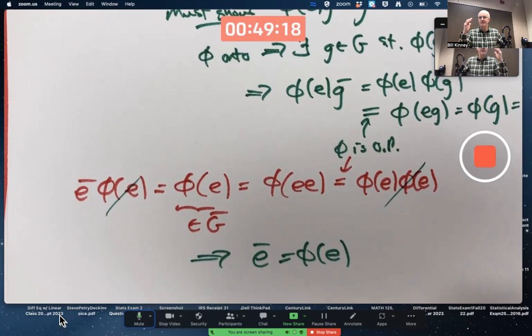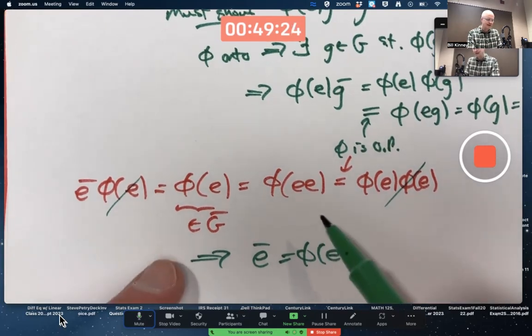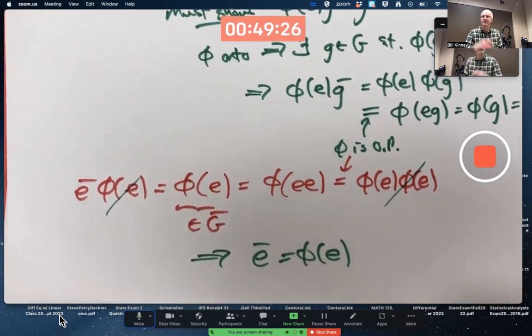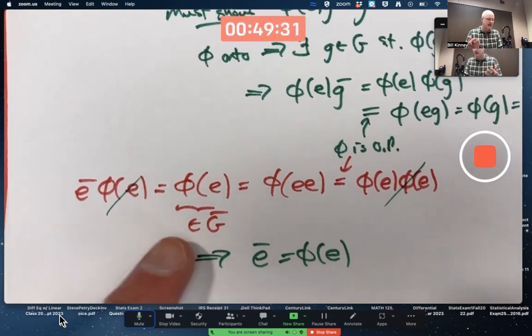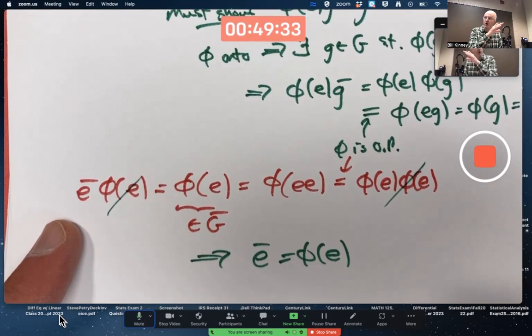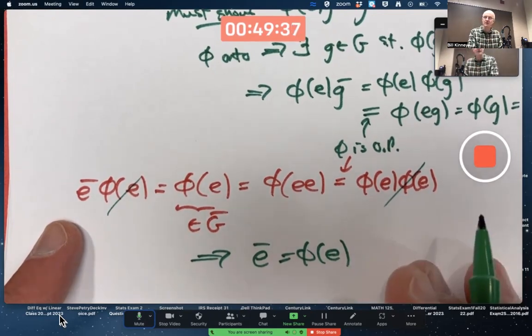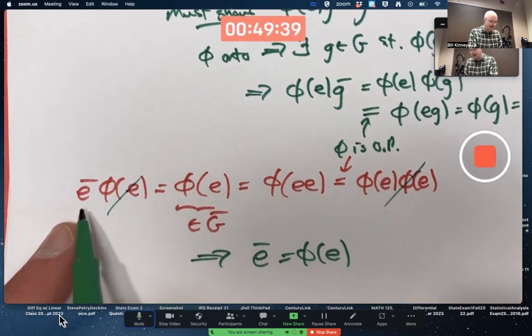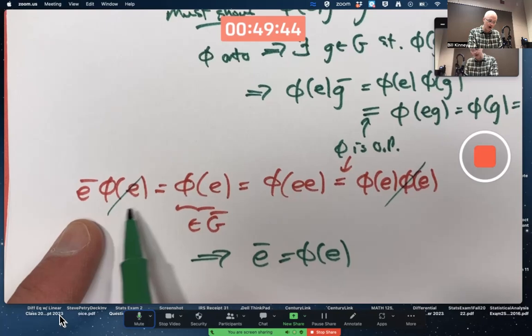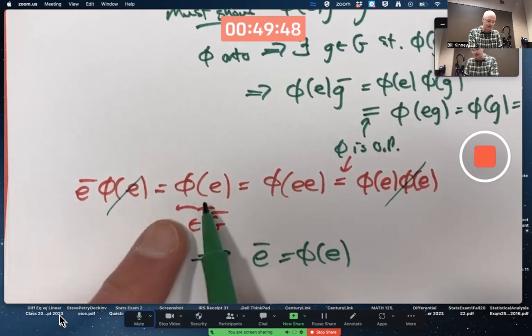But once again, you've got to keep your wits about you. You've got to realize what's going on here. That's the hardest part. E is an element of the domain G. E bar is the identity in G bar, the codomain. You got to look at equations like this and not be confused. That's an element of G bar, the identity in G bar, times an element of G bar. Since that's the identity, this product equals that.